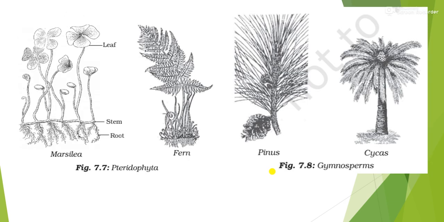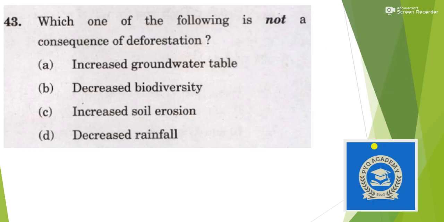Now come to other examples of the plant kingdom. Next will be Pteridophyta. Under Pteridophyta you will find Marsilea and fern, and under Gymnosperms you will find Pinus and Cycas. Got it? So you have to remember these examples, because UPSC is repeatedly asking questions from these examples. Now come to the next question.